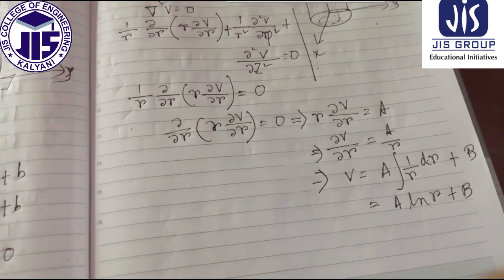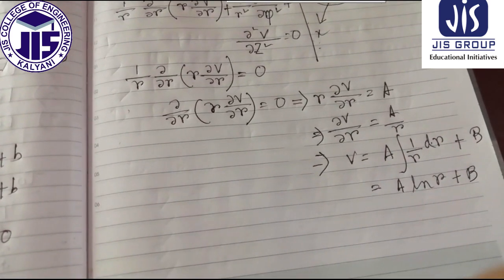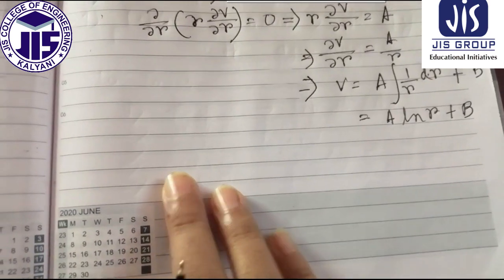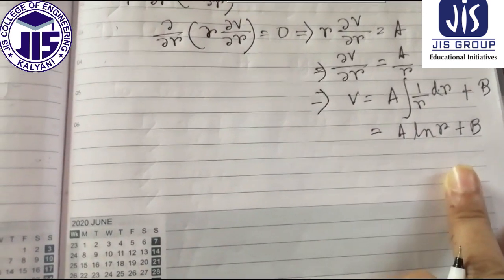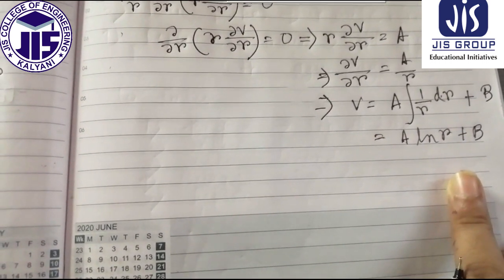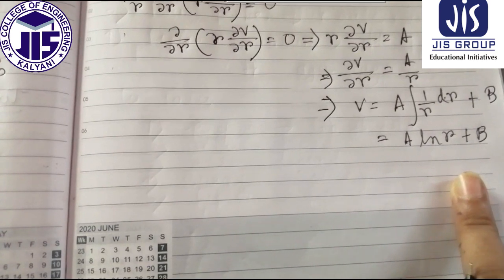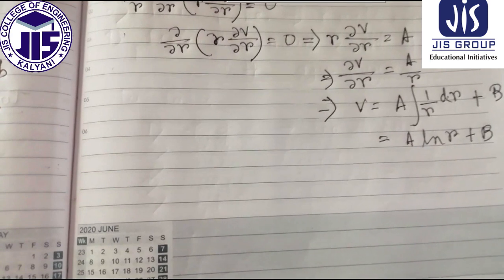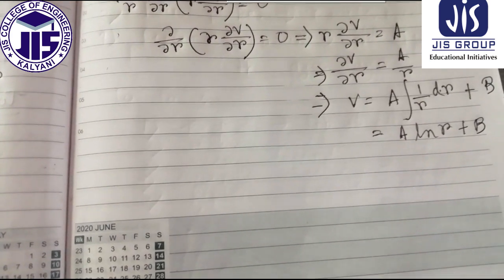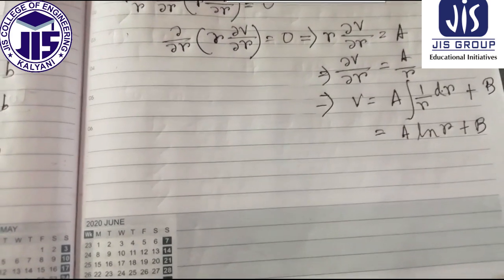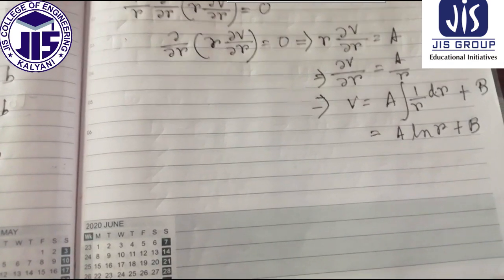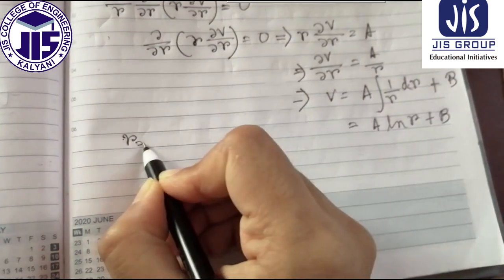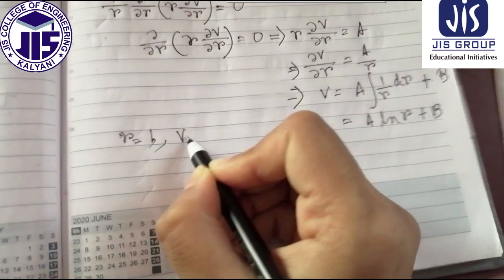Now we have to put the boundary condition in this equation. This is the general solution of the Laplace equation in cylindrical coordinate system, considering the variation of potential along the radius of the cylinder. So along the radius means obviously it is along x-axis. So therefore what we can write, the boundary condition r equal to b, V equal to 0.